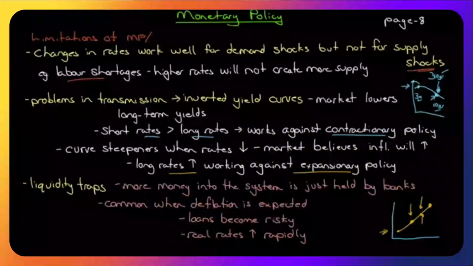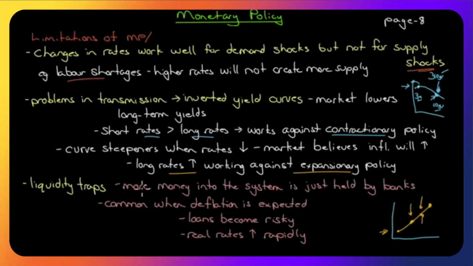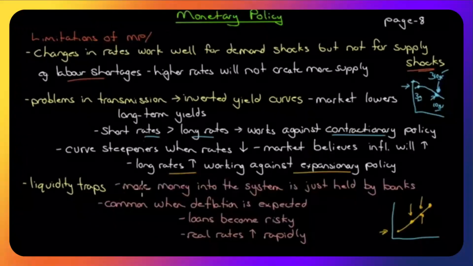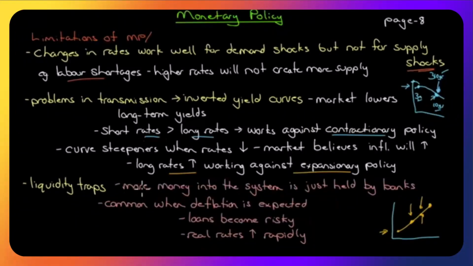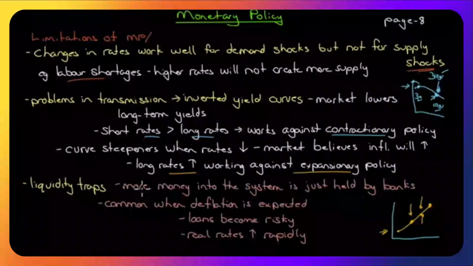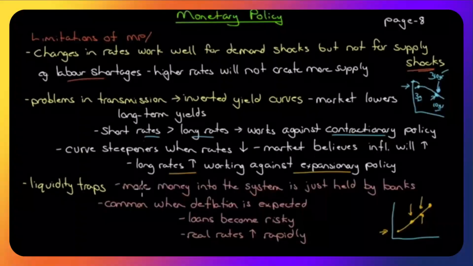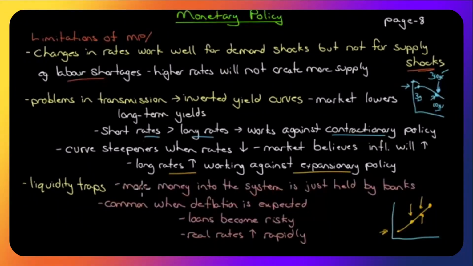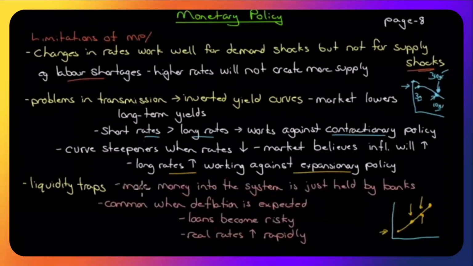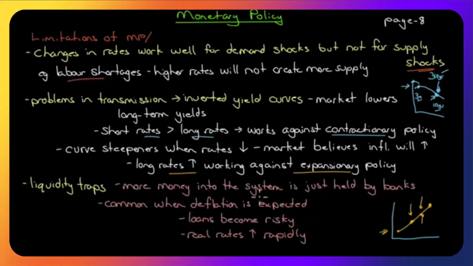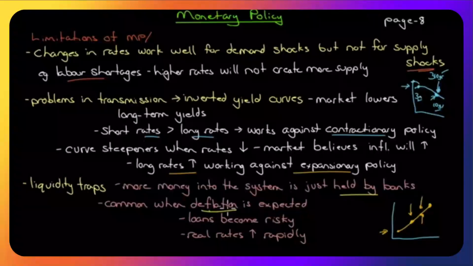A liquidity trap. This means that money is injected into the economy, but it doesn't leave the banking system, because that's how it finds its way in. It finds its way into the system through the banks, which then create credit, which is the money-creating mechanism in the economy. Well, what if banks don't want to lend? Then you get something called a liquidity trap. More money into the system is just held by banks. This is common when deflation is expected.